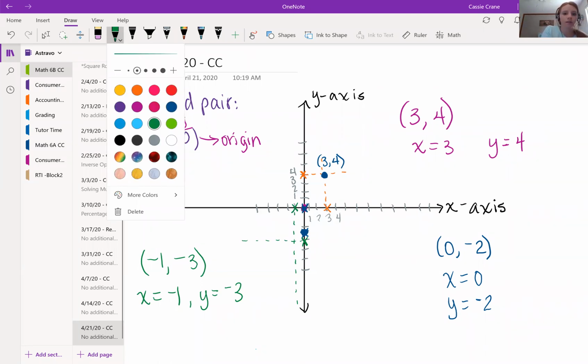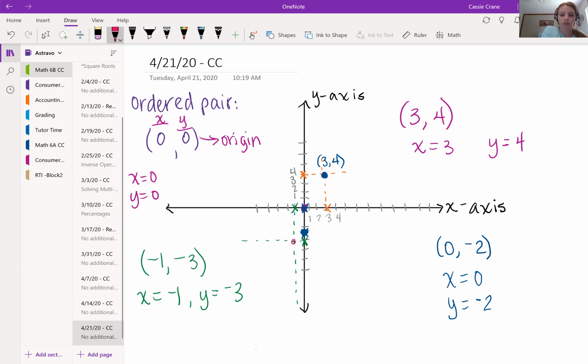And where they intersect is where my point goes. So they intersect right here. So this is the point -1, -3.